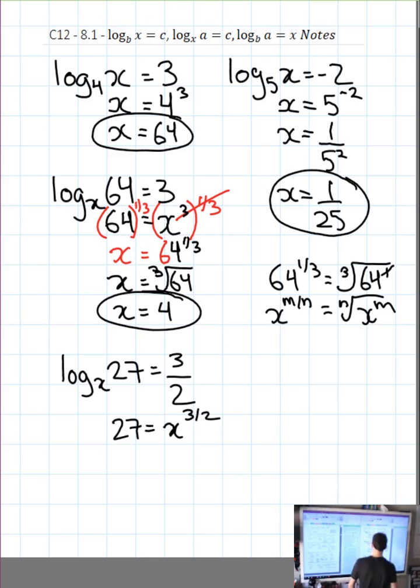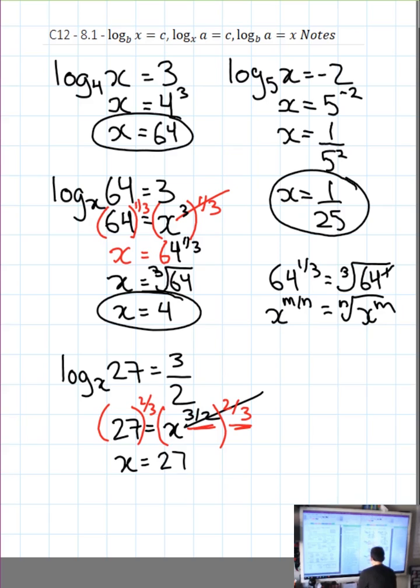Now again, I have a variable with an exponent. I want to take both sides to the reciprocal exponent of the variable. And the reciprocal of 3/2 is 2/3. And the reason why I did that, because when I multiply those together, the exponents go away. So now I'm going to mirror it again. So x equals 27 to the 2/3.